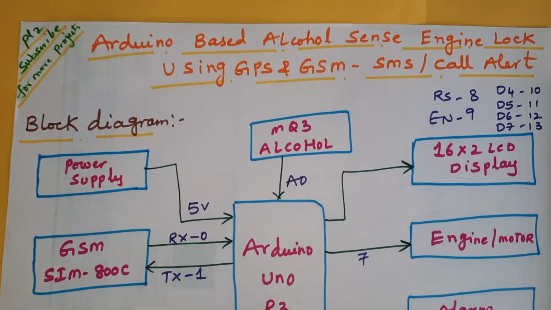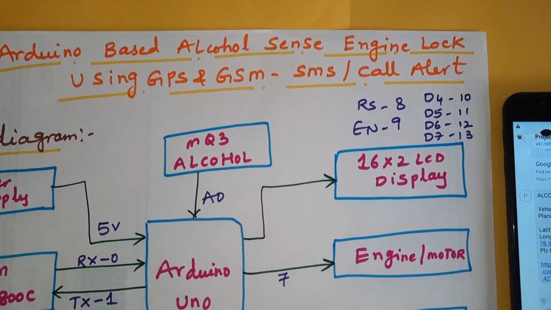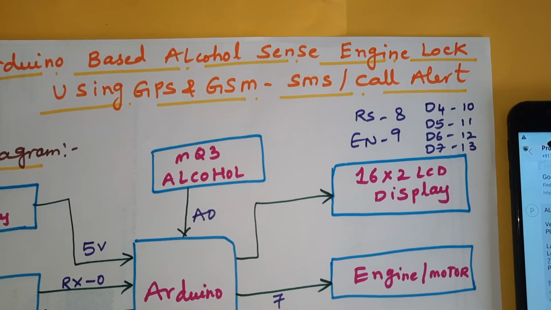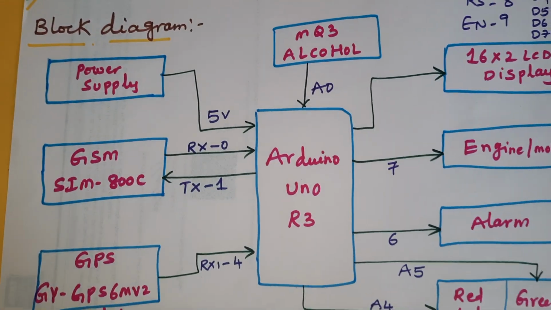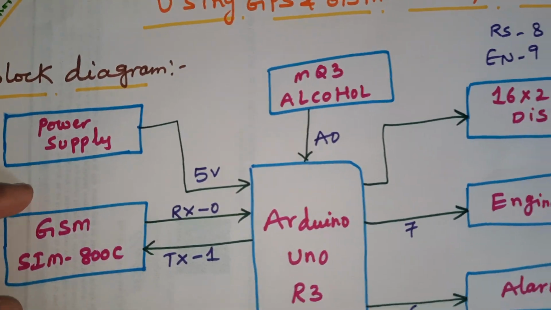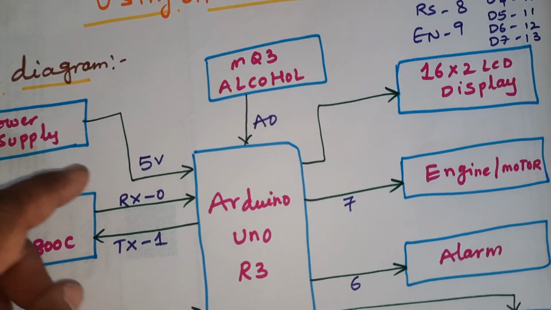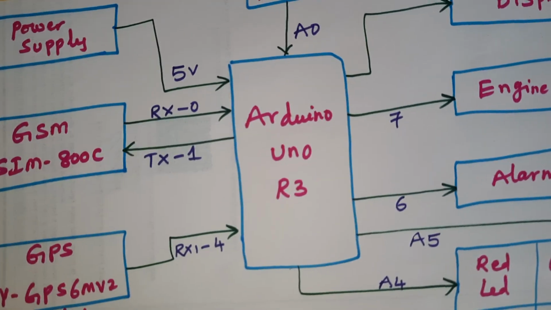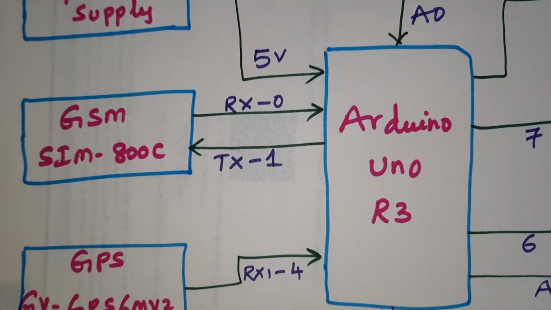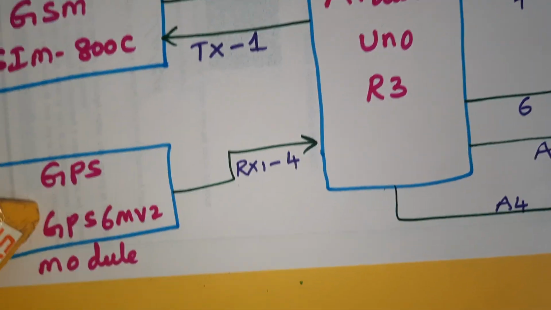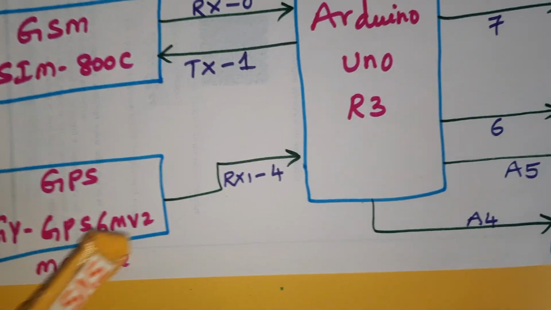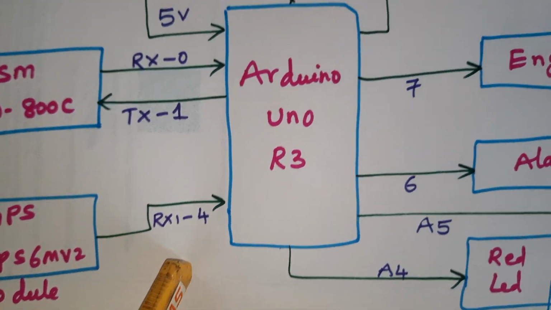The project title is Arduino based alcohol sense alert system, engine lock using GPS, GSM, SMS alert and call alert. In this project we are using a 0 to 9 volts adapter power source, which goes to the Arduino Uno R3 board, and the GSM SIM 800C module is connected to RX, TX pins 0 and 1. The GY6MV2 GPS module is connected to the external serial communication of 4th pin.